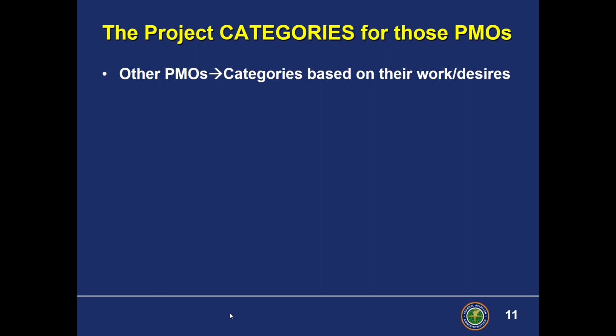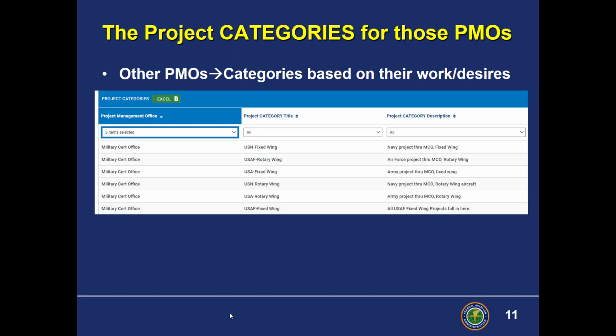Let's look at some of the other kinds of PMOs besides what we used to know as the ACOs. The first one to talk about is the MCO, the Military CERT Office. They like their categories broken up by the service and the type of aircraft, rotary wing or fixed wing. So you'll see a breakdown in that regard.